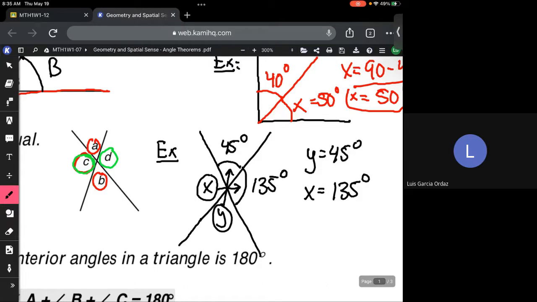Oh, this is how it is. But I can label angles whatever letters I want. It can be X, Y, Z, A, B, C, D. It doesn't matter what the letter is, as long as it's across from it, it's the same angle.